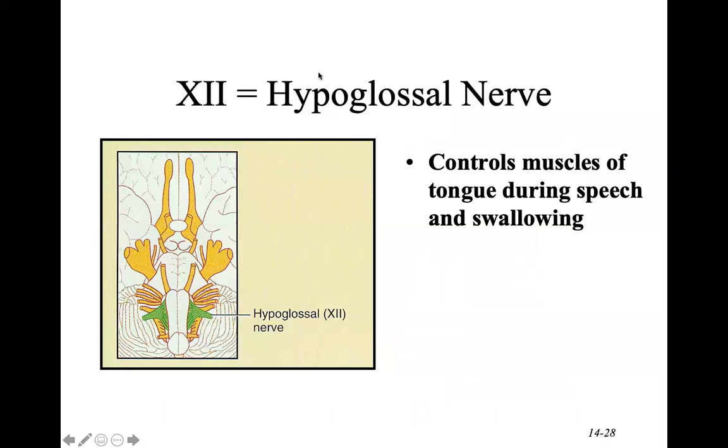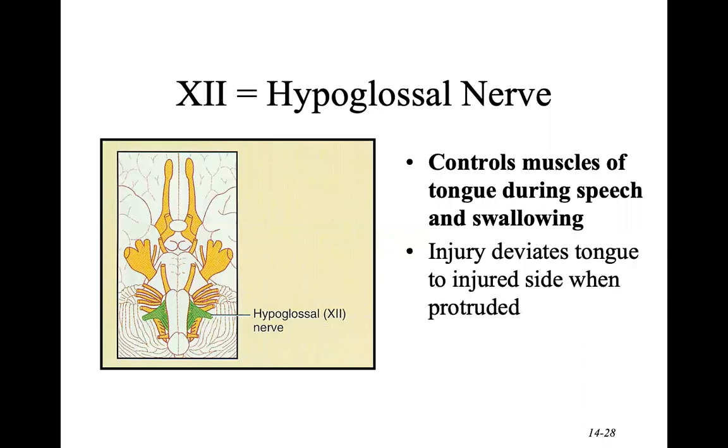The 12th cranial nerve is the hypoglossal nerve, and this moves the tongue. It controls the tongue during speech and while you're eating and trying to swallow. Pretty straightforward. If it's injured, the tongue will deviate to the injured side. So we would say to a person, stick out your tongue. The tongue should go straight out. If it deviates to the left or to the right, this is one of the things we check for to see if a person has medulla damage or a stroke. We want to make sure the tongue can protrude straight out.